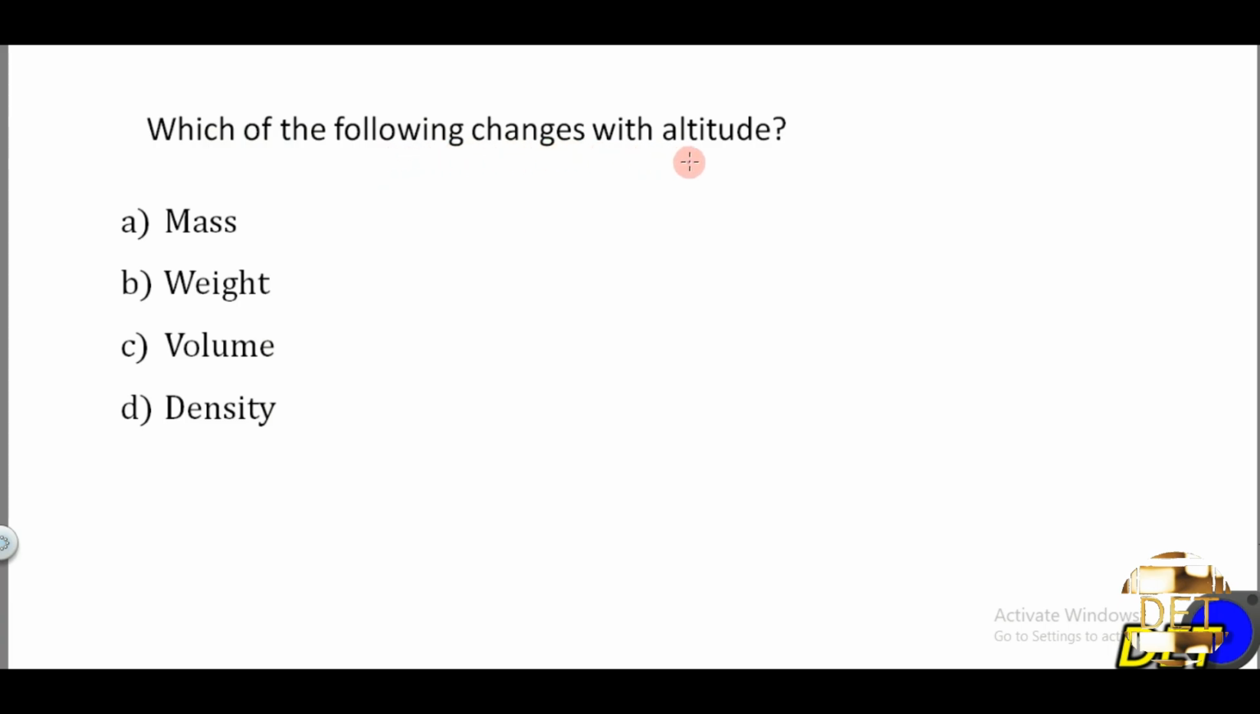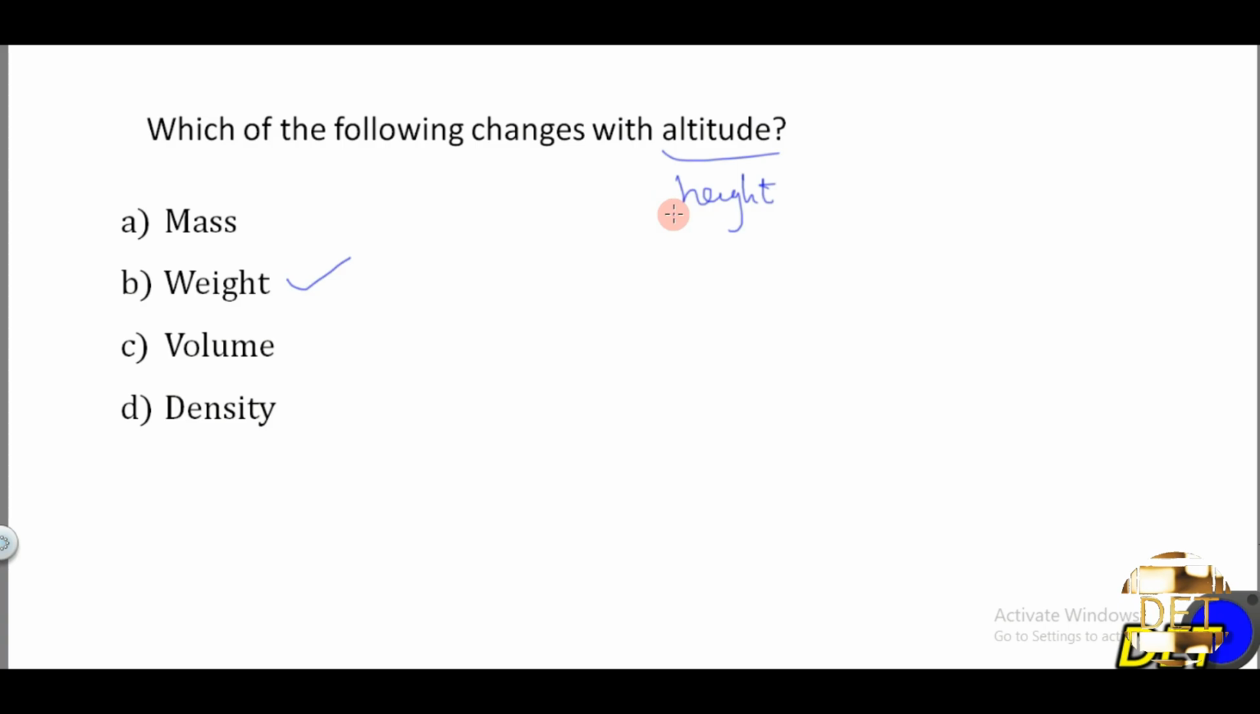Then let's look at this question. Which of the following changes with altitude? So the altitude here simply means height, right? So the question is, which of the following changes with altitude? Which of them changes with height? So is it mass? Mass, like I said, is constant. It does not change with height. It does not change with anything, right? So it's not mass. Weight, yes. The answer is what? Weight. Weight changes with altitude. It changes with height, right?